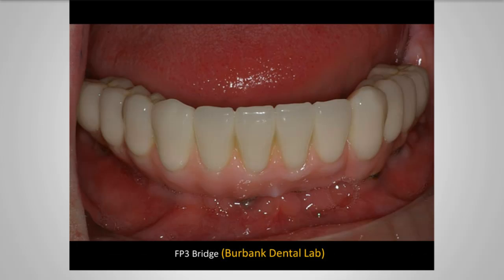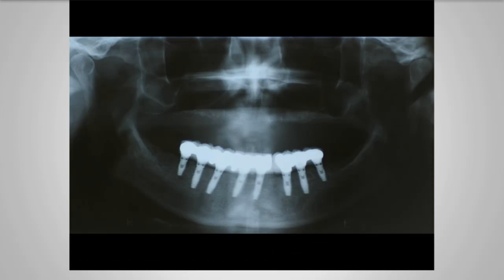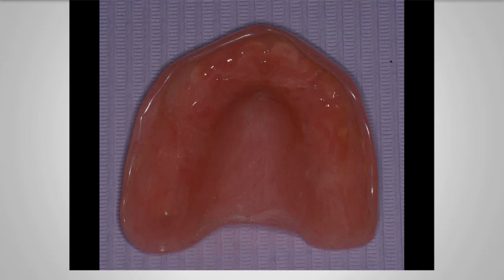3 months later, we prep the abutments if necessary in the mouth, and we take a regular crown and bridge impression. Here again, we have the FP3 bridge created by Burbank Dental Lab. In this case, we utilize the Maxim Elite Cement. Again, we'll put this in 2 pieces because of the flexure and torsion of the mandible. We don't want to have it as one piece, so we separate it between the canine and the lateral.